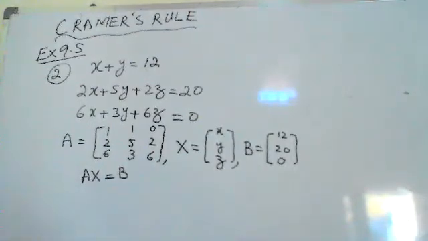Column matrix means there is only one column. If there is only one column, it is called a column matrix. If there is only one row, it is called a row matrix. So the matrix of the variable X and the matrix of the constant B are both column matrices. So this is A into X equal to B.